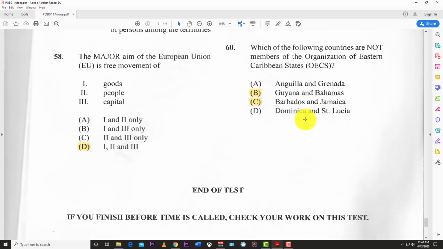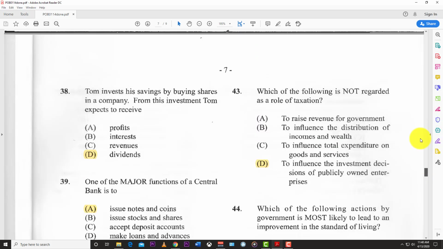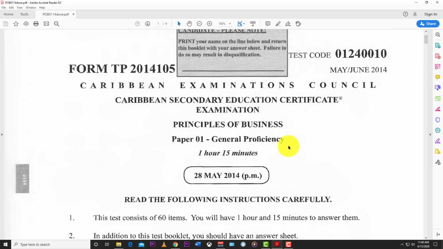Alright, so that's the end of the May-June 2014 POB Paper 1. And so again, it's oldie but goodie.